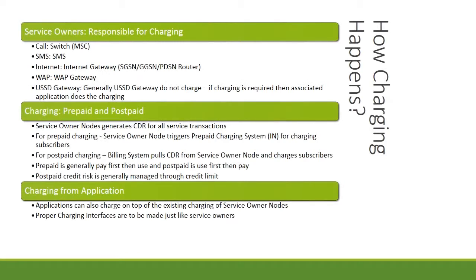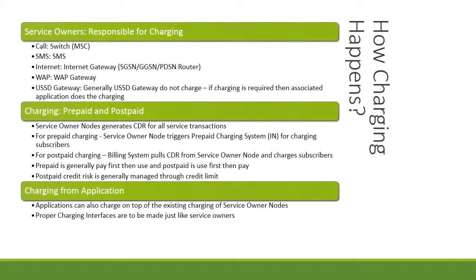So far we have seen how the services are delivered, like how a voice call is processed, how an SMS is processed, and how the data service is processed. But the question comes: how is the subscriber charged for the services? The owner of the service is responsible for charging the subscriber. For a call, the MSC or switch is responsible for charging. For SMS, the SMSC is responsible. For internet, the Internet Gateway is responsible. For WAP, the WAP Gateway is responsible. Generally, USSD doesn't charge. If charging is applicable, then the associated applications are responsible for charging.